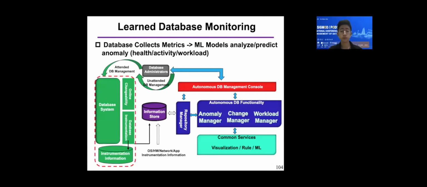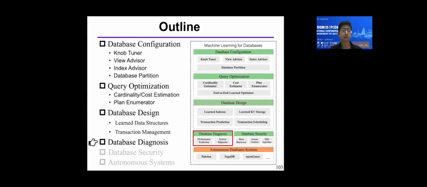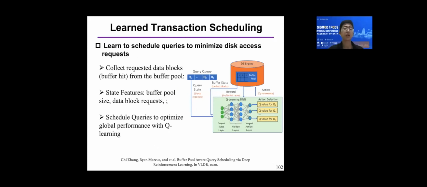After that, we will introduce... and we can see that current transaction... and we can find that we can use deep learning for the transaction management. There are two observations.